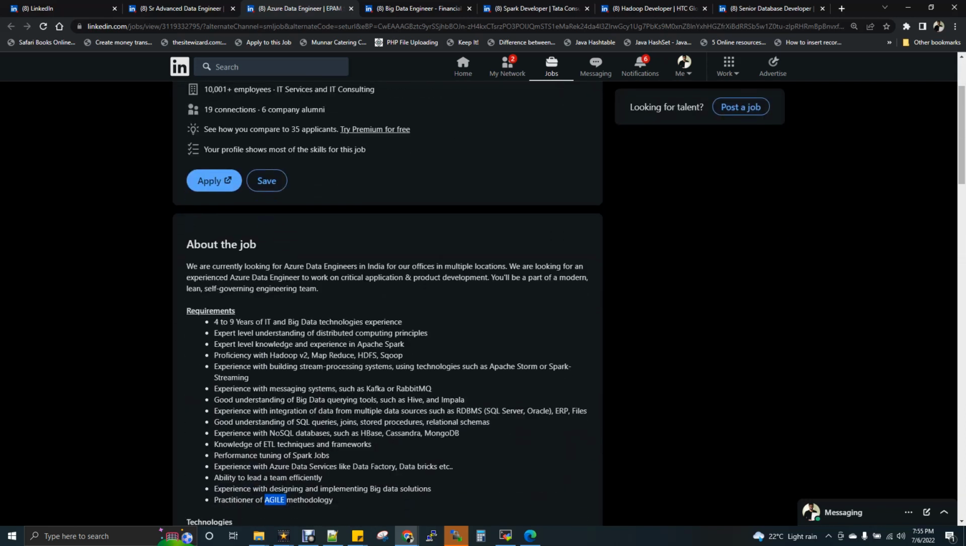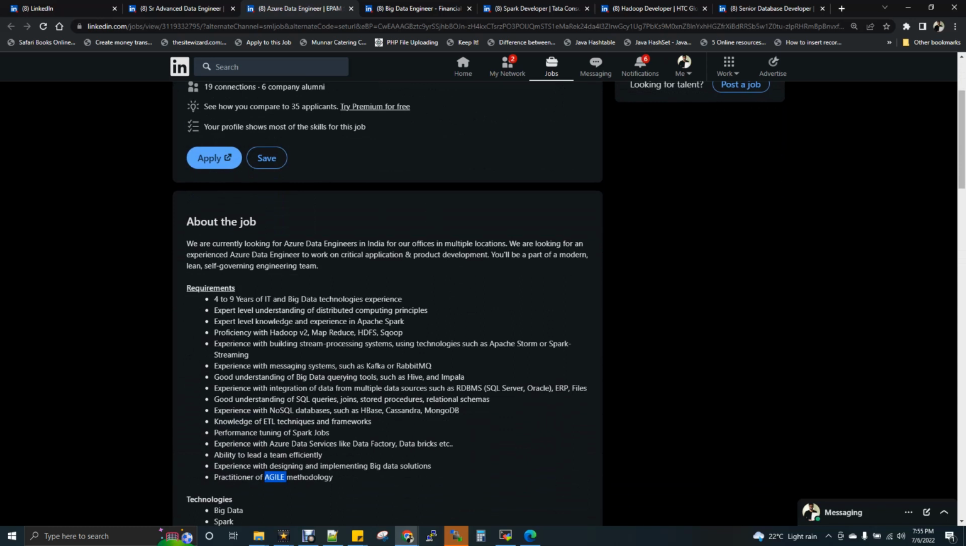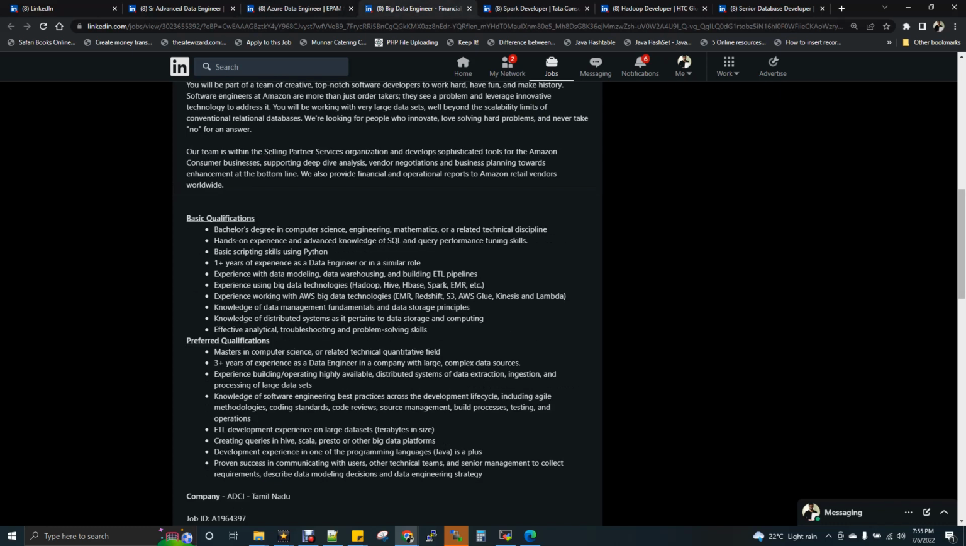Okay, 4 to 9. When it is 4 to 9, obviously you would have gotten some agile information by that time, so don't worry. So this JD is good, not more than 9+. That's how it is. This is very decent. You can approach for such kind of JDs, you can approach for sure.